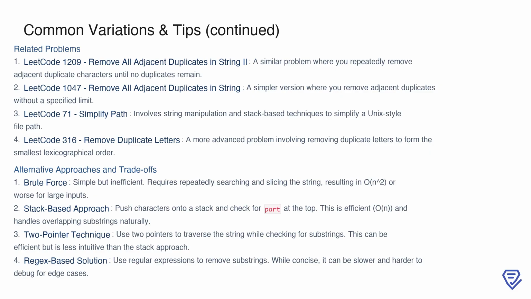Alternative approaches to solving this problem also come with trade-offs. A brute force solution, while straightforward, is inefficient for larger inputs as it relies on repeatedly searching and slicing, leading to quadratic or worse time complexity. A stack-based approach, however, is both efficient and naturally handles overlapping substrings, making it a strong candidate for this problem. The two-pointer technique is another option that can be efficient but may feel less intuitive compared to stacks. Finally, a regex-based solution can be concise but is often slower and less transparent, especially when debugging edge cases. Choosing the right approach depends on the constraints and goals of the problem at hand.